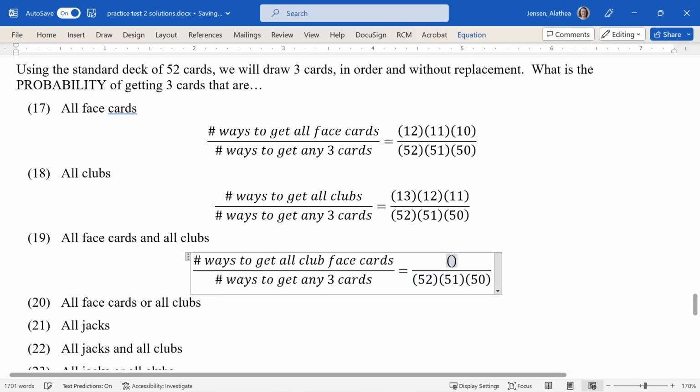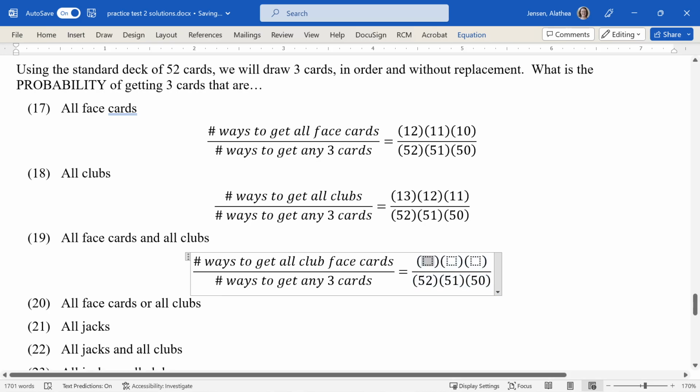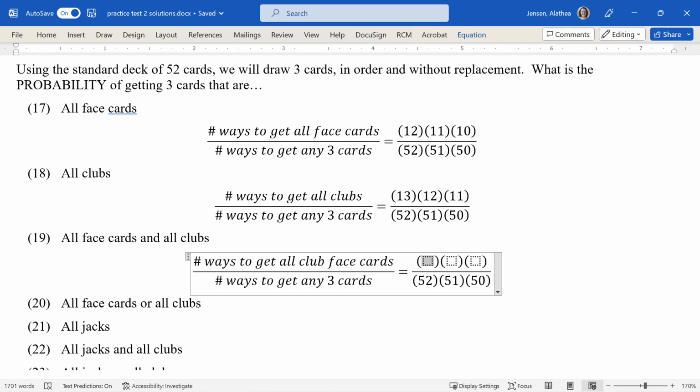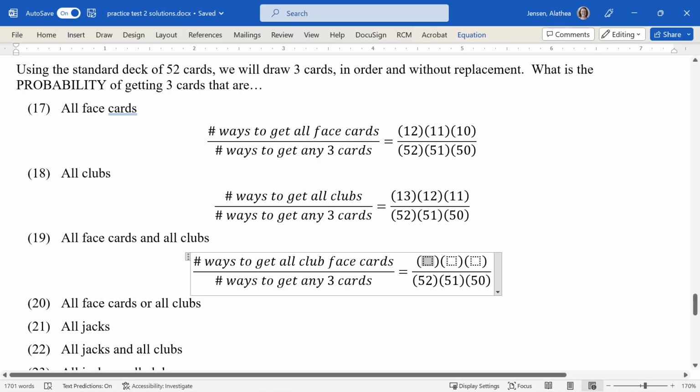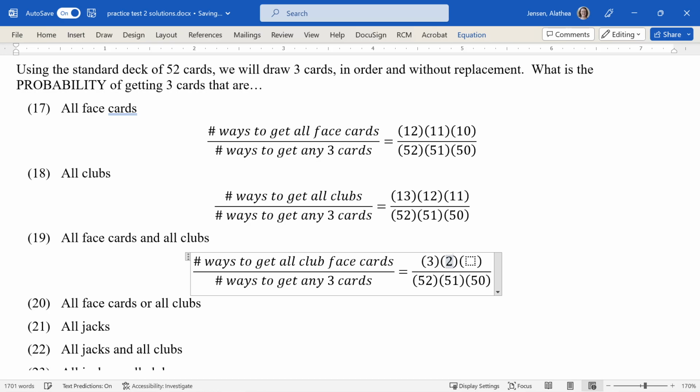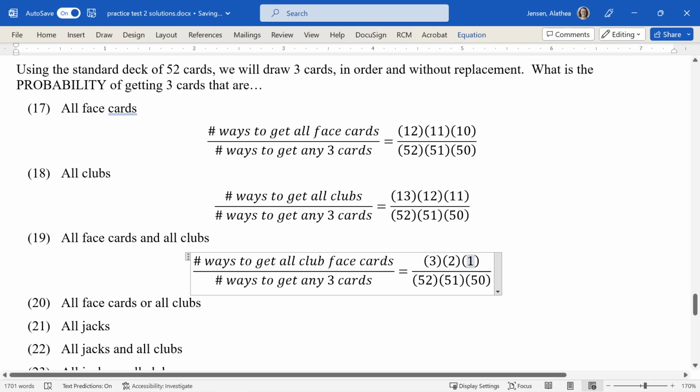Now for the top, like I said, you need to have every single card be a club and a face. So how many cards are there that are a club and a face? There's the jack of clubs, queen of clubs, and king of clubs. Those are the 3 club face cards. So you have 3 options for that first one, then down to 2 options for the second one, and then down to 1 option for the last one.